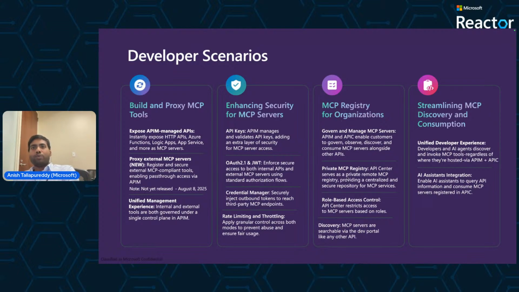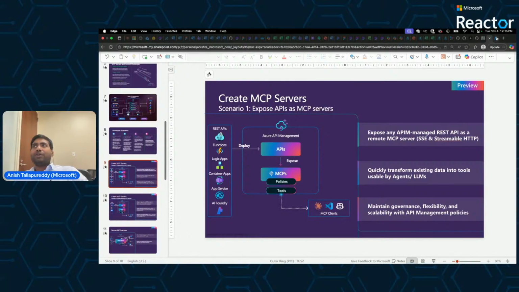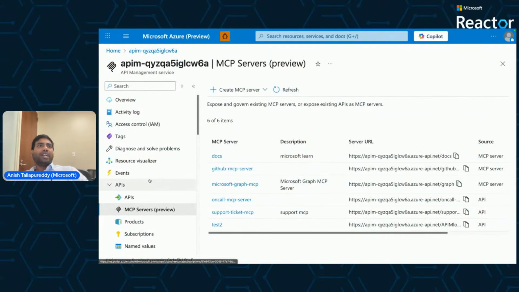You can have your own private registry. You can set up role-based access control and enable discovery. Lastly, you have a streamlined experience. No matter where you host your tools, either in API Management or API Center, agents can discover and invoke them. And we also have AI assistants integrated into this so that you can easily consume these servers registered in API Center. So I will quickly jump to a quick demo to see how it works.